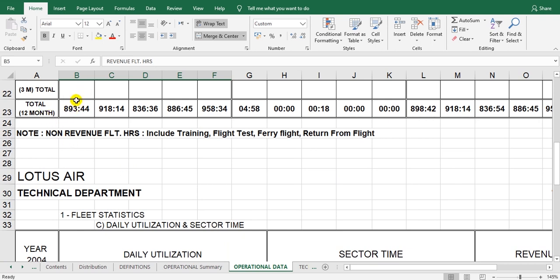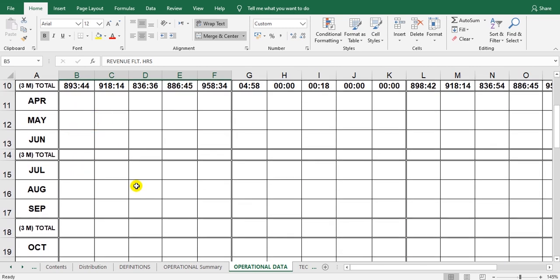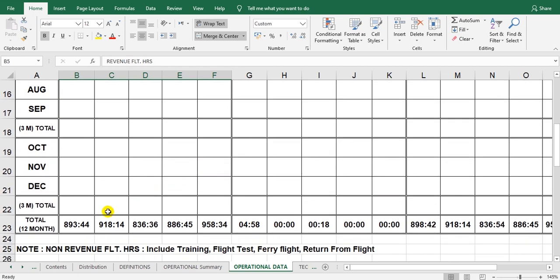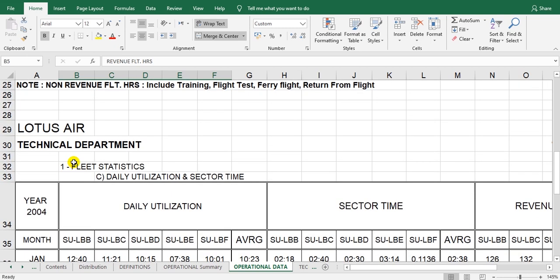I put here to calculate all the year. If you complete that table, it gives you the total in the year. This is the fleet statistics.